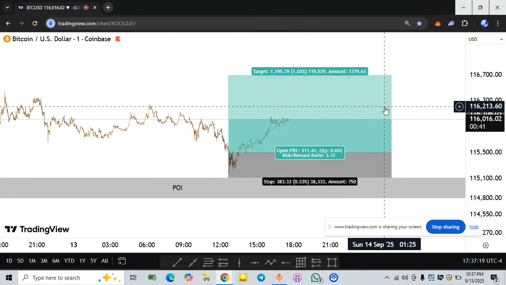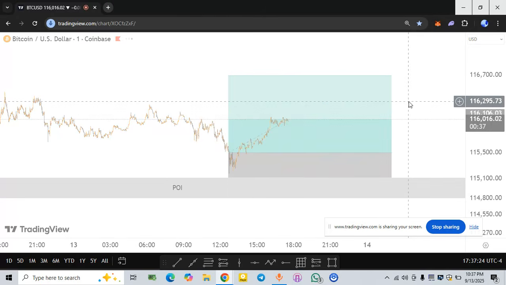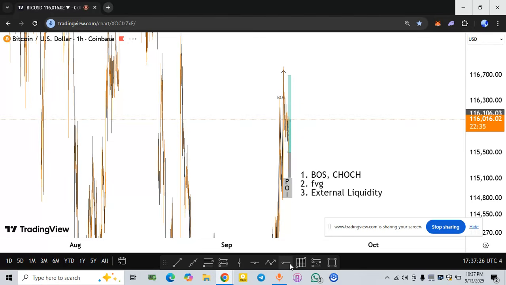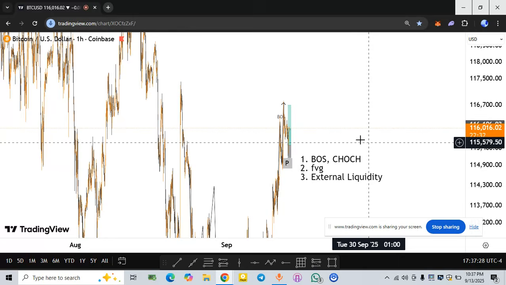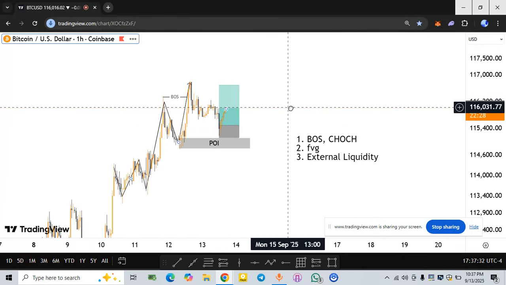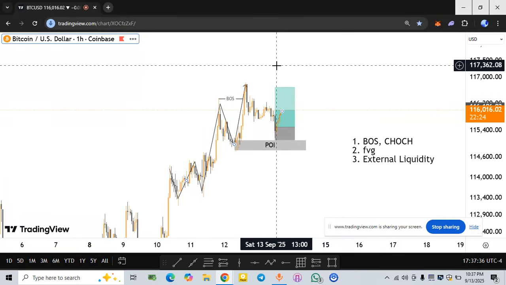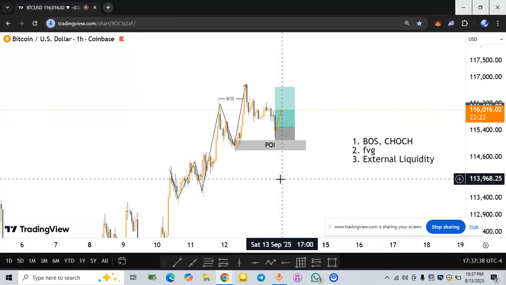So basically, guys, that is how Amosoft maps out his points of interest. All right, so maybe in other videos I'm going to talk more about entry, talk about the golden zone, which is something I use personally, and also talk about Q zones.